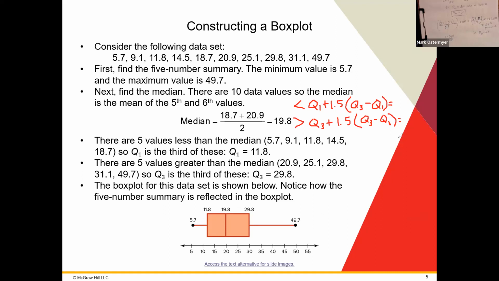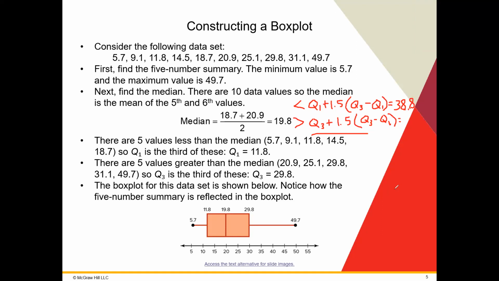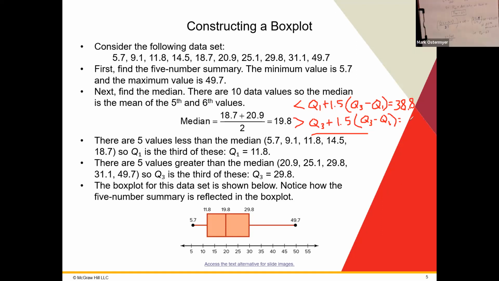Anybody getting 38.8 from this guy? Yes. Okay. Now let's do the upper cutoff value for an outlier. Got to figure out this one. I got 56.8. Yeah, that's 56.8. All right. Now that we got these two values, between these two values, you would not have an outlier. Any value that's more extreme than any of these values would be an outlier.